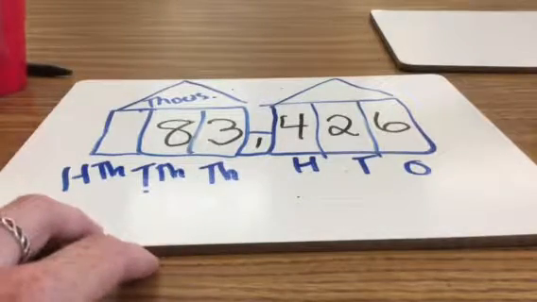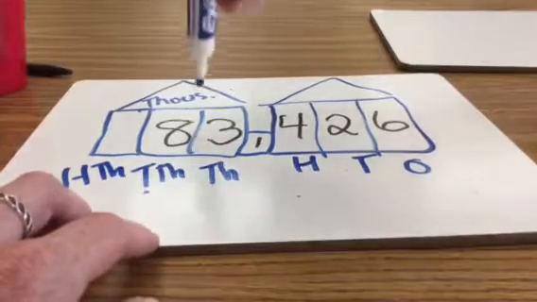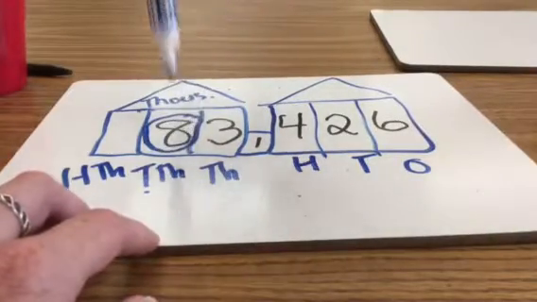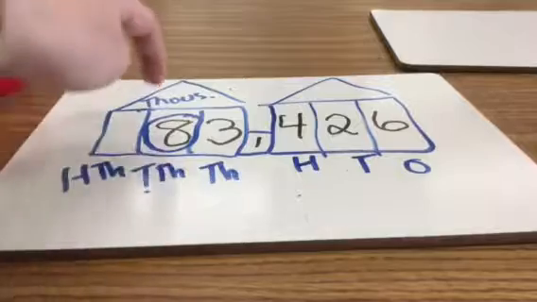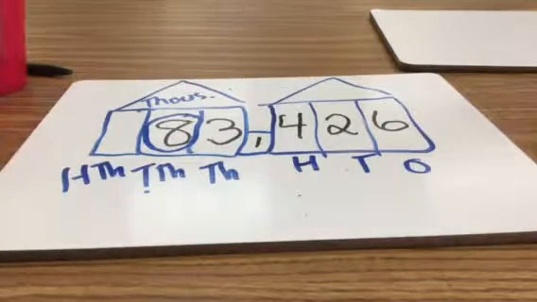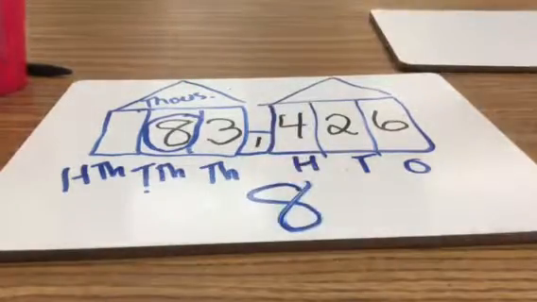And I want to know which digit is in the 10,000s place. So that is the 10,000s. The digit is an 8. So my answer is 8.